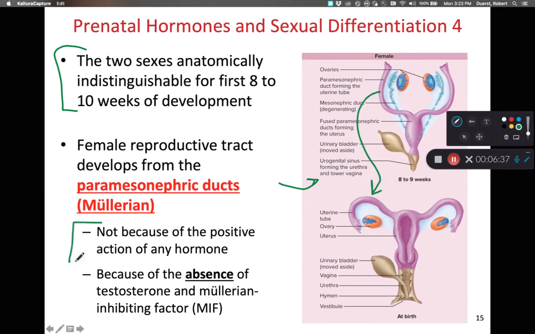So it's not because of a positive action of any one hormone. Just to emphasize this again, it's due to the absence of those male hormones that come from the testes that a female will continue to develop down the female phenotypic pathways.